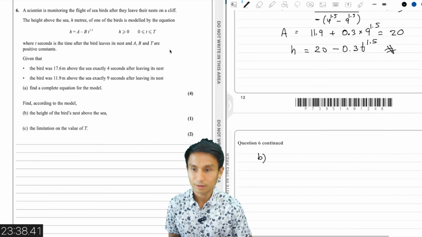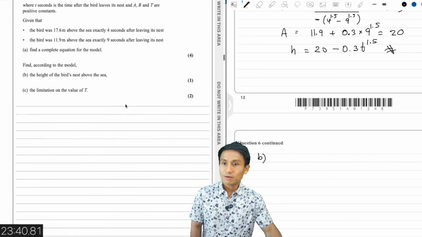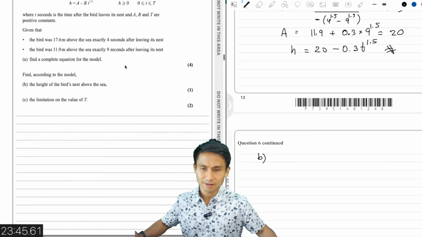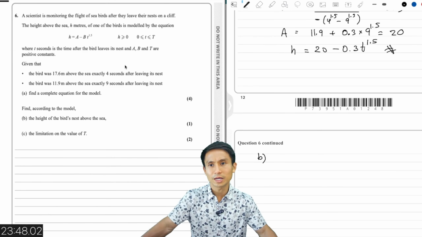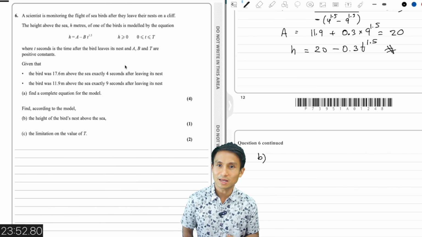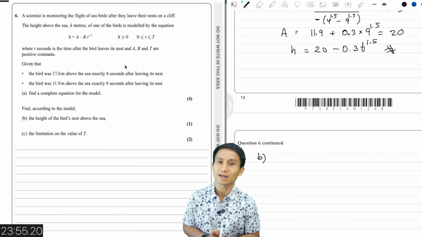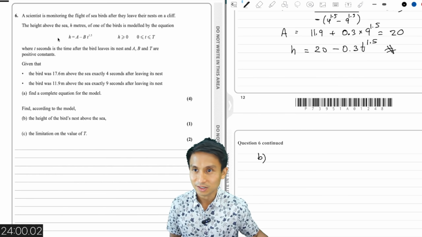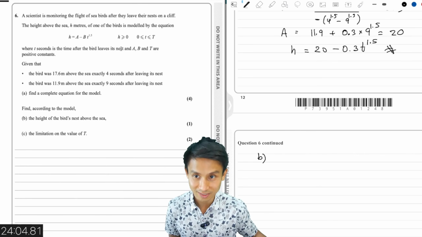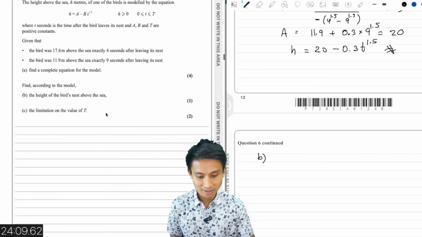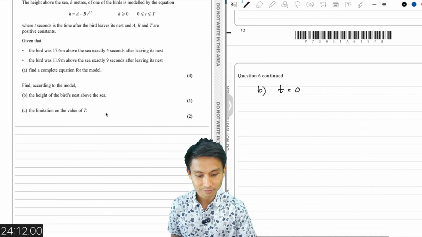All right. Part B, find, according to the model, the height of the bird's nest above the sea. Okay. So because the birds start from the nest, that means we've got to find the height when they start, which is at t equals 0, right? Yeah, because t seconds is the time after the bird leaves its nest. If t is 0, then the birds are still at the nest, right? Okay, so we just put t equals 0 here.